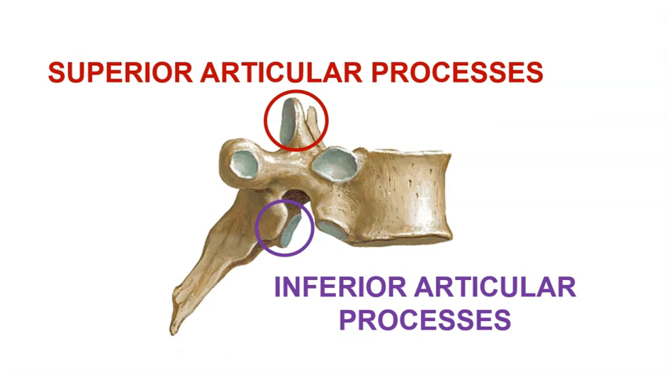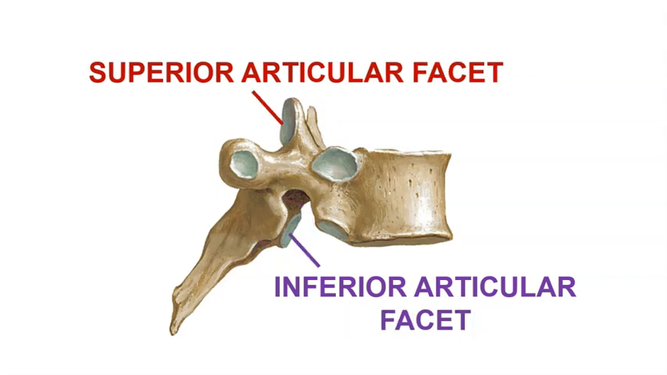Emerging from the superior and inferior aspects of the vertebral arch are structures called the superior articular processes and inferior articular processes. So on the superior articular processes are smooth surfaces called superior articular facets. The same goes for the inferior articular processes. They have smooth surfaces on them called the inferior articular facets.